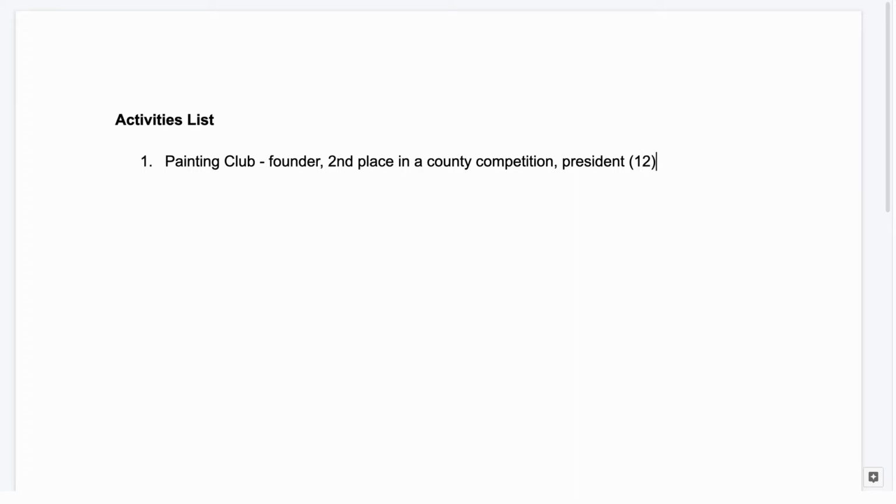I'm just going to put the grade in parentheses. And next to painting club, I'll put, for example, each of the grades in which I participated. So 10, 11, and 12. So painting club is a really great activity for you. You founded it, so obviously you cared to some degree. You've participated in it for 3 years. That's great. You had a leadership position as president.